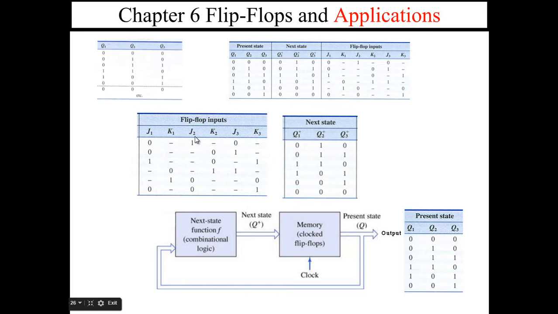So I'm trying to put all the excitation table here. This is the excitation table right here: present state, next state, flip-flop inputs. This is the excitation table. But I'm trying to put it in the context of this drawing right here that shows the feedback loops.